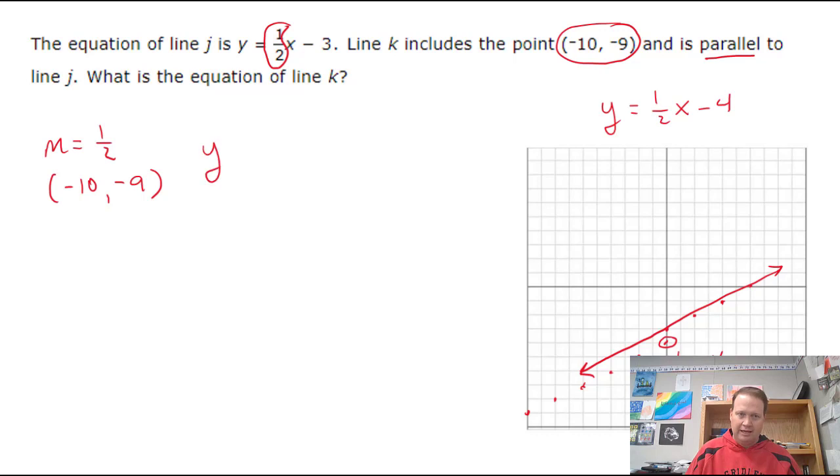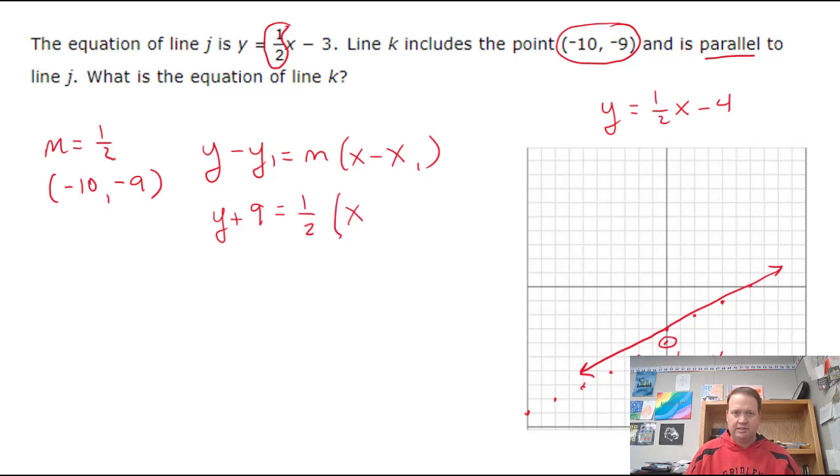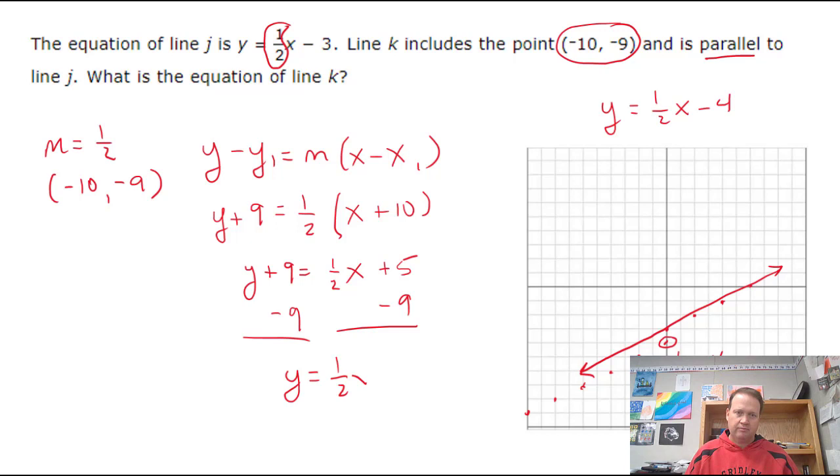We can do the same thing with point slope because this line passes through (negative 10, negative 9). So again, y minus y1 equals m times x minus x1. It's going to look like y plus 9 equals 1/2 times x plus 10. Distribute the half, that's a half x plus 5. Then we'll just take away 9, and we'll get negative 4. And you're going to get the exact same equation. So we sketched it once on a graph, and I also could do it with point slope, and I'll get the same answer.